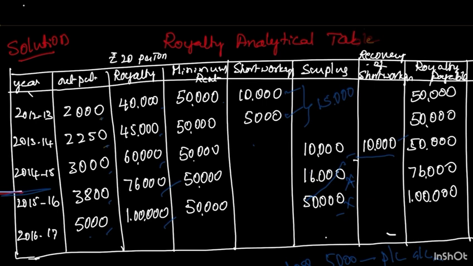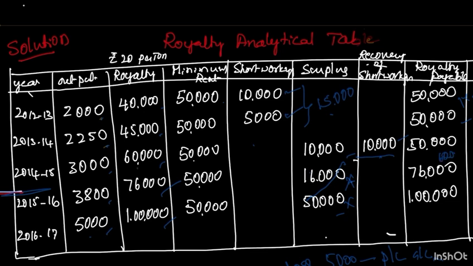Now, royalty payable in all these years. Whenever there is a short working, you are supposed to pay an amount equal to the minimum rent. That's 50,000, and here also 50,000. Here there is a surplus of 10,000, but this 10,000 is adjusted against short workings. So 60,000 minus 10,000.